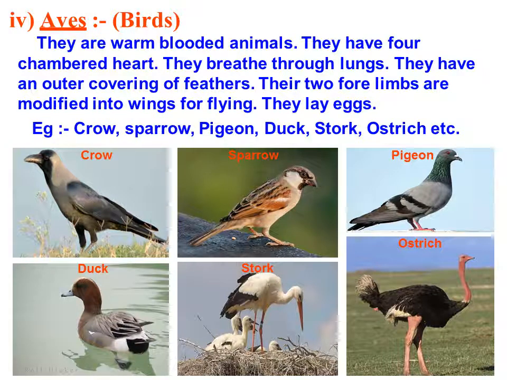Okay. Then let's move towards Aves. What do you mean by Aves? As I already told, it's birds. They are warm-blooded animals. Now, what do you mean by warm-blooded? It means they can regulate their body temperature. It's not that we don't find pigeons, crows, ostriches or sparrows during the winters. They can regulate their body temperature, so they are found throughout the year.